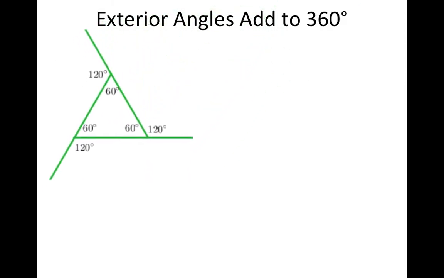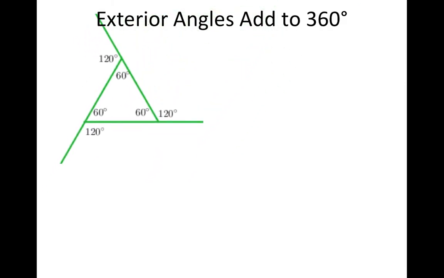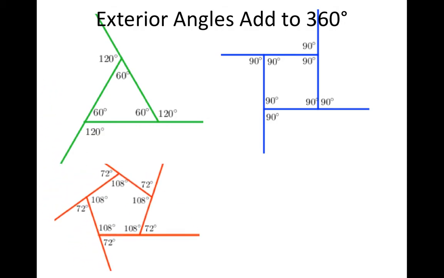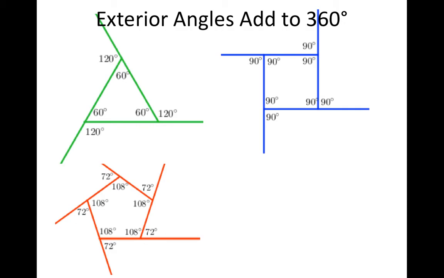So let's just take a look at that quickly. There's a regular triangle, and you can see that each of the three exterior angles is 120. They add up to 360. Here's a regular quadrilateral called a square. 4 times 90 equals 360. Here's a regular pentagon. You can see that 5 times 72 equals 360.